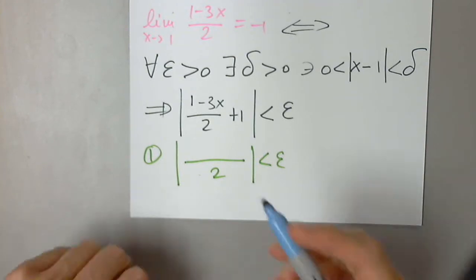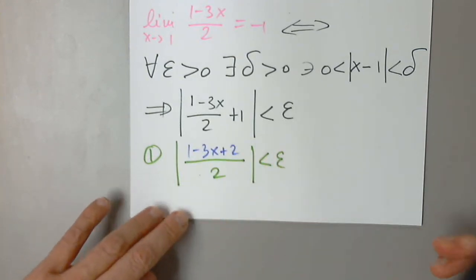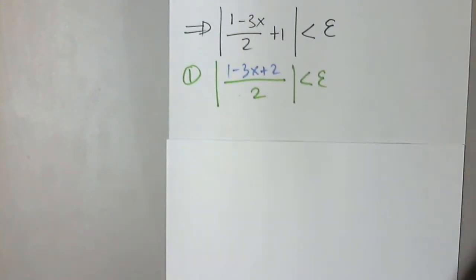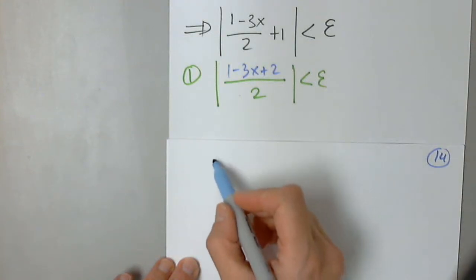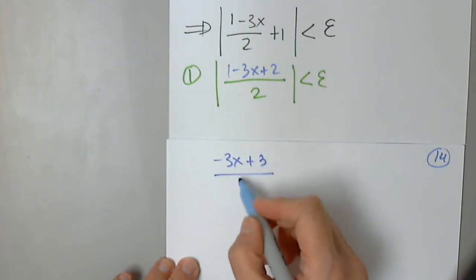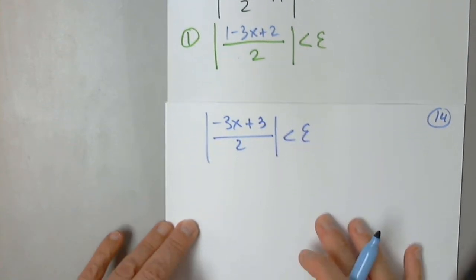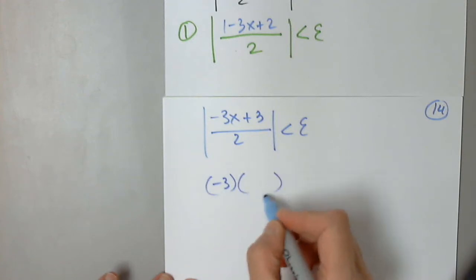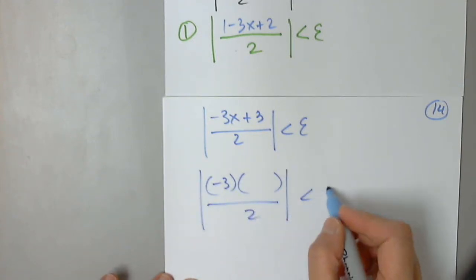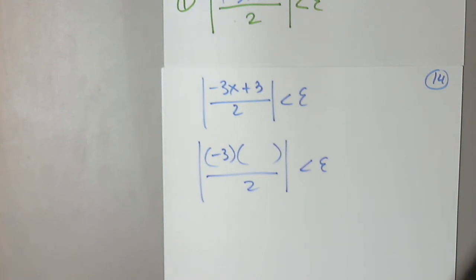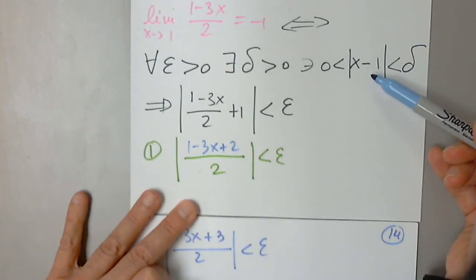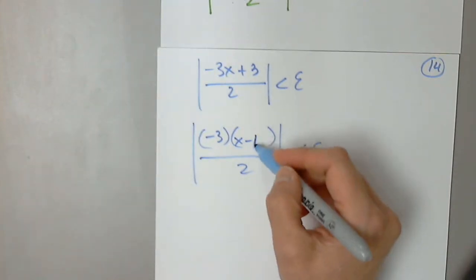Good. So I have 1 minus 3x plus 2. Then what? Factor out 3. So we have negative 3x plus 3 divided by 2 in absolute value less than epsilon. Good. Next step, factor out what? Good. Not out of the absolute value, of course. Inside the absolute value, we can factor out negative 3. Good. What is left in parentheses? Right. So I'm on the right track. This is what I expect. I already got something close to that.